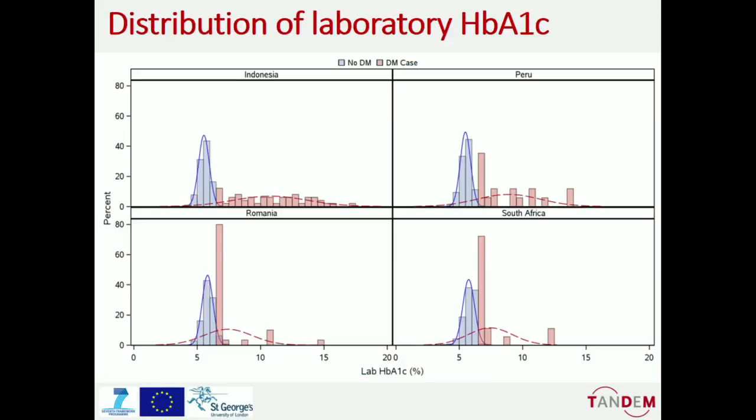Looking at these data overall only shows part of the story. When we looked at the distribution of HbA1c in each of the different countries, we found that in Indonesia and Peru, these new cases of diabetes tended to have very high levels of HbA1c, with a median of around 10%. Whereas in Romania and South Africa, there was a very large group of people who had only just crossed the diabetes threshold. You see these large bars here for between 6.5 and 7% HbA1c.